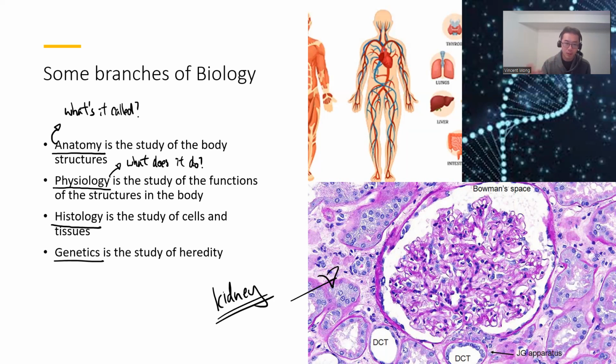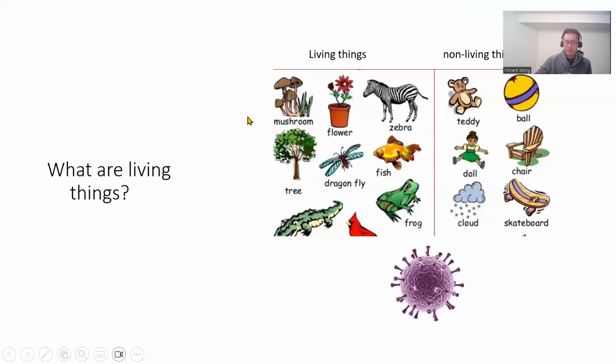Okay, that's genetics. So, different branches of biology. But the definition is the scientific study of living things, right? So it makes sense for us to think about what exactly are living things. It's pretty straightforward, right? I'm sure you have no problem identifying what's living and what's non-living.